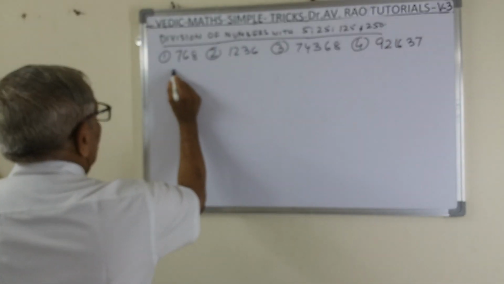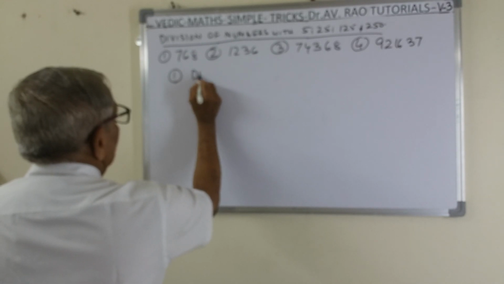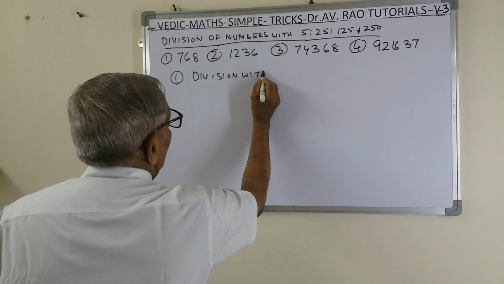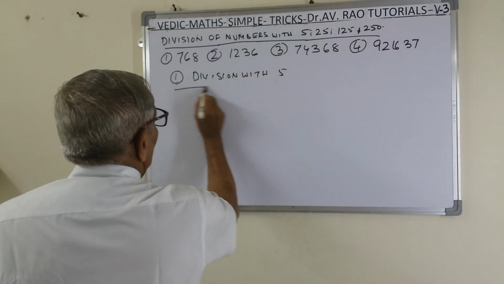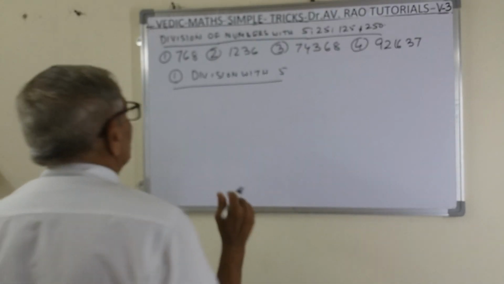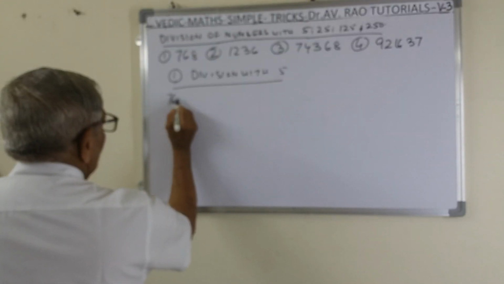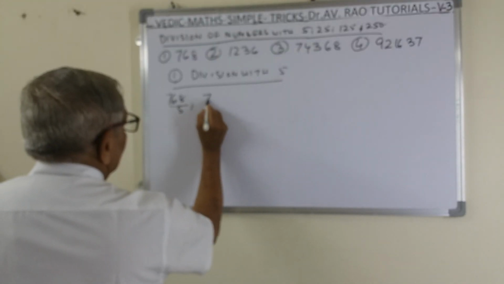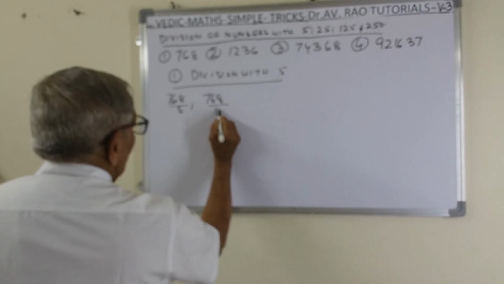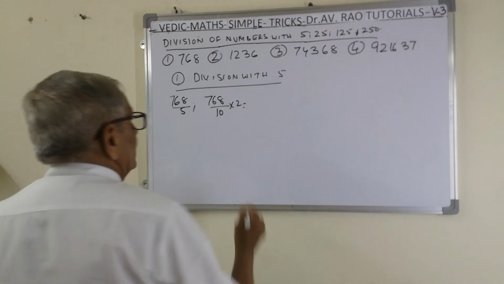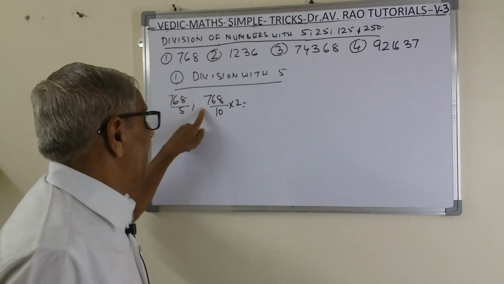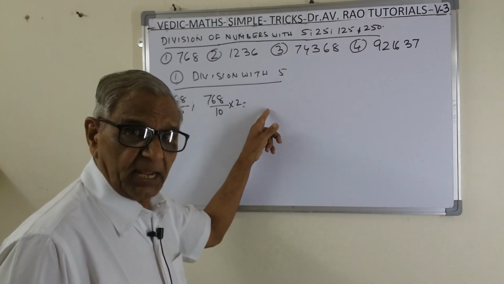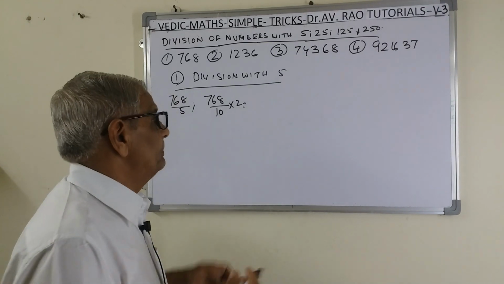So, first, division with 5. So, friends, it is very easy. See, 768 divided by 5 can be written as 768 by 10 into 2. If you multiply this number with 2 and simply put one decimal place from the extreme right digit, then it will be the answer.